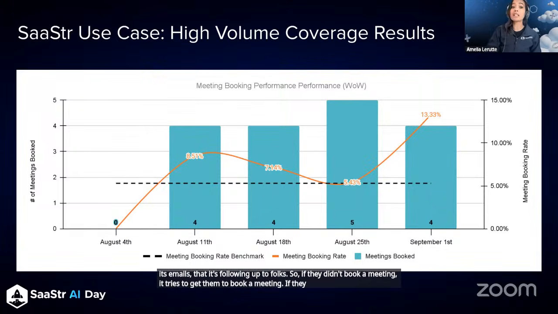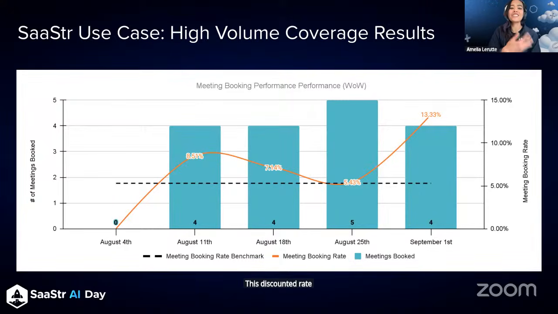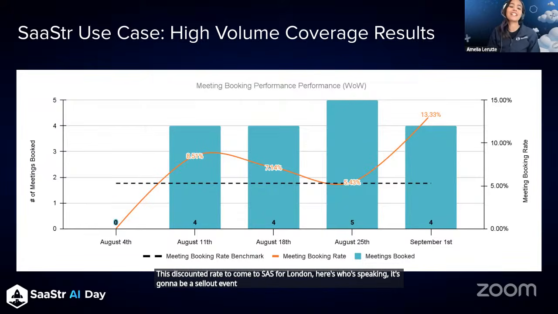If they didn't buy a ticket for SaaStr London, now it's emailing them: hey, I gave you this discount code. I've seen you on the site a lot. Are you sure you don't want this discounted rate to come to SaaStr London? Here's who's speaking. It's going to be a sell-out event. Can we get you there? And so that's also been a really nice, hyper-personalized follow-up.